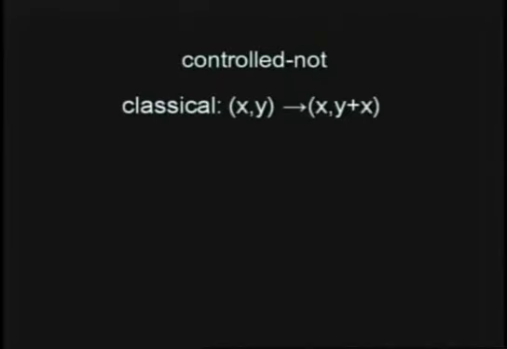All it does, it's a two-bit gate, so you have 2 inputs, x and y, and all that happens is, x is left completely alone by the gate. The y bit is just flipped if x is set. That's all that happens. Very simple gate again. Okay, so that's the classical description.